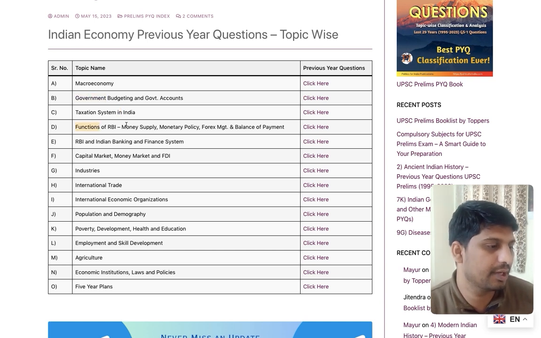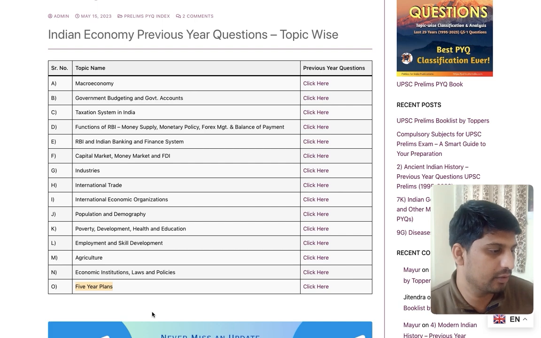Now RBI functions we have divided into two parts. The first part deals with money supply, monetary policy, forex management, balance of payment, and the second part deals with Indian banking system and RBI. Then there is capital market, industries, international trade, international economic organizations like IMF, WTO, World Bank, NDB, etc. Population demography, poverty development, health education, employment and skill development, agriculture, economic institutions, laws, policies, and the last topic is 5-year plans, which is not so important anymore.